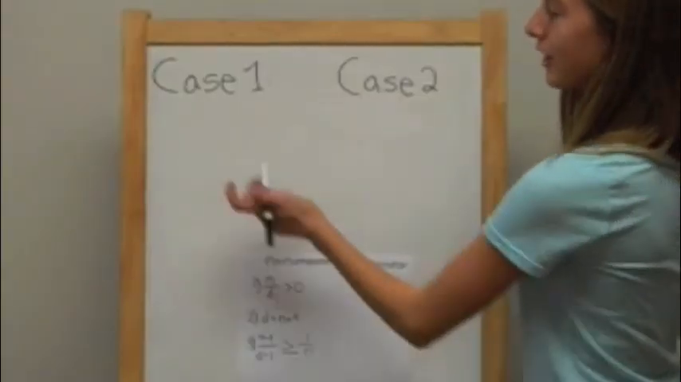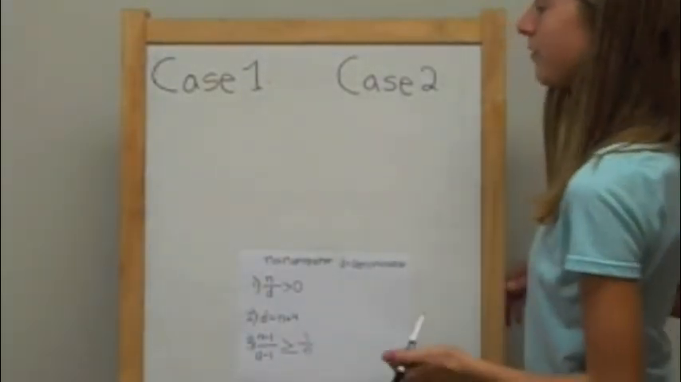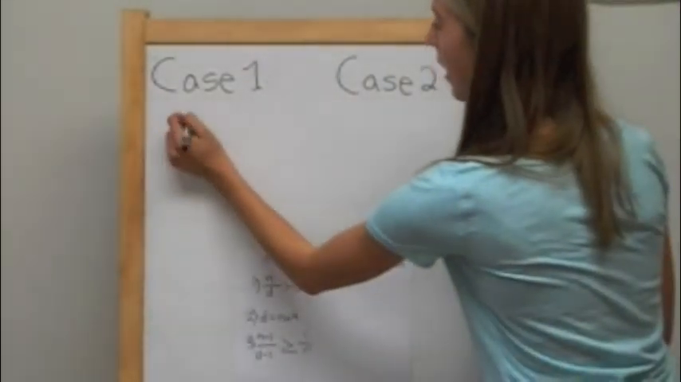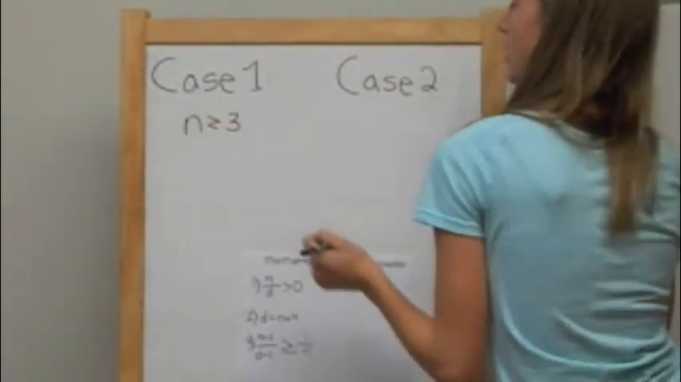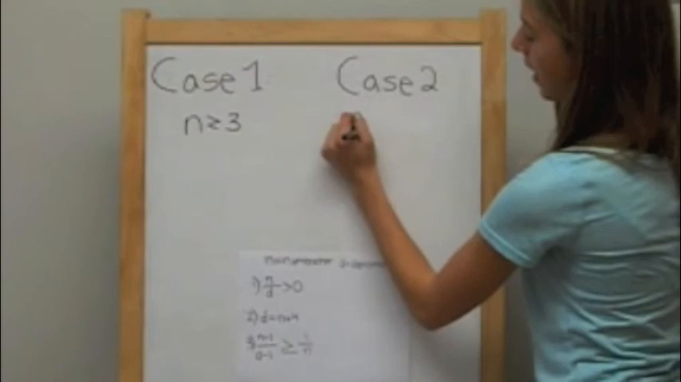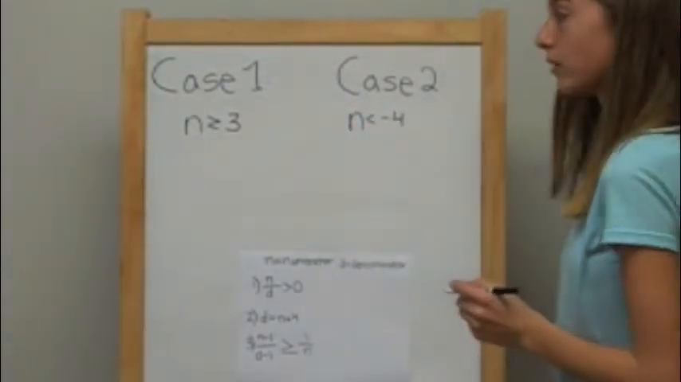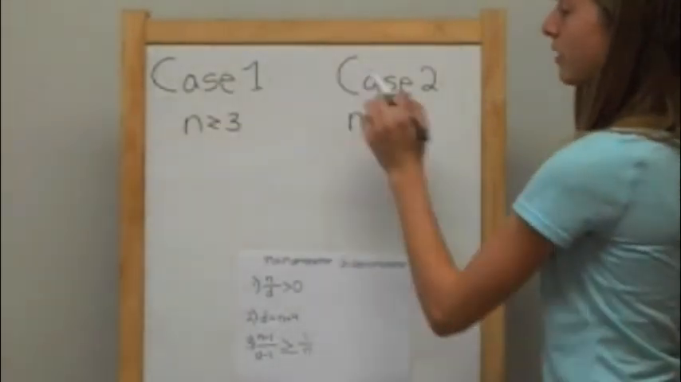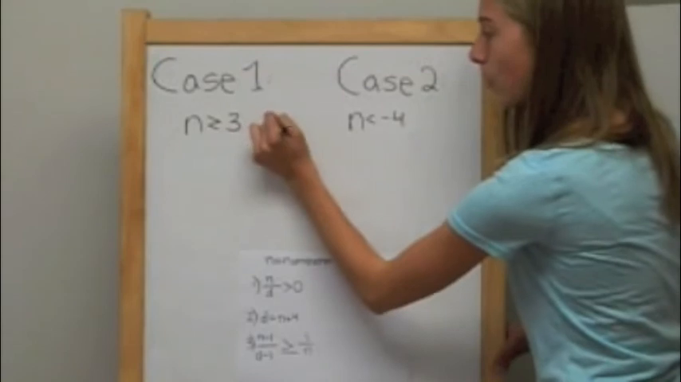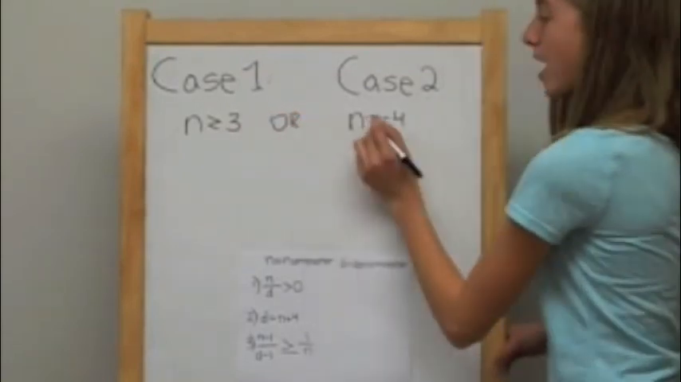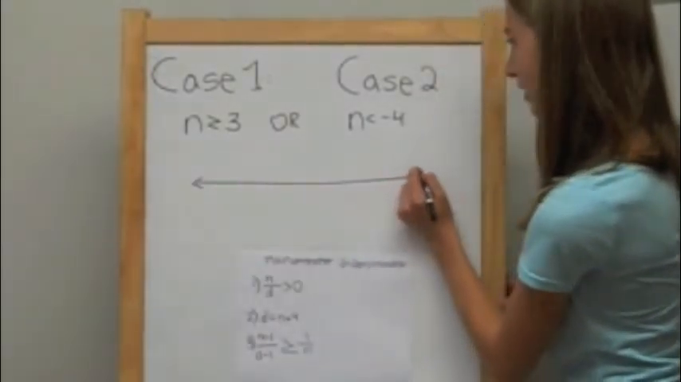Now we have solved for case 1 and case 2 of the third inequality. And we have found that for case 1, n is greater than or equal to 3. And for case 2, n is less than negative 4. So our final solution for both case 1 and case 2 is n is greater than or equal to 3, or n is less than negative 4. We graph this on the number line.